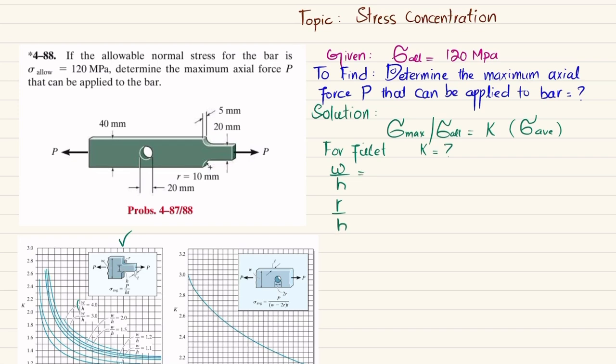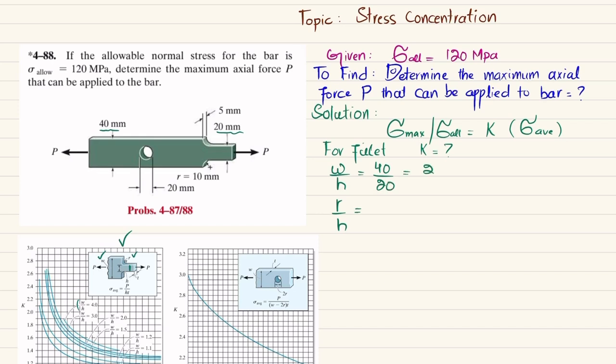So you can see W here is this one, R is this one, which is the fillet radius, H is the minimum height of this portion, and T is the thickness. Clear? So here what we are going to do is find W by H. So W is 40 and H is 20. So 40 divided by 20, which will give us 2.